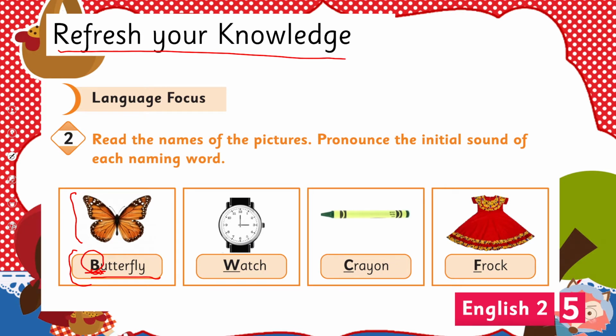So how we say it? Butterfly. Watch. The first sound is w, watch. It's W sound. Crayon, k, and k is the sound of letter C. Remember, I have taught you all the sounds of letters. Frog, right? So these are the initial sounds for these words.